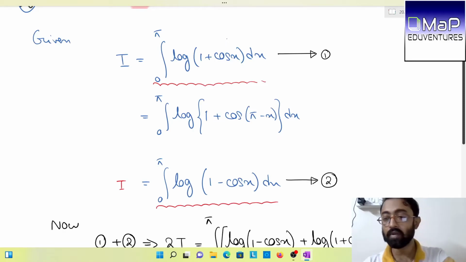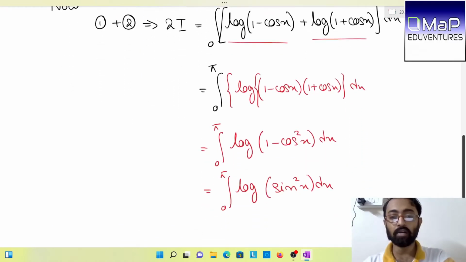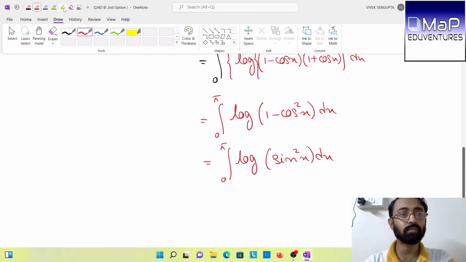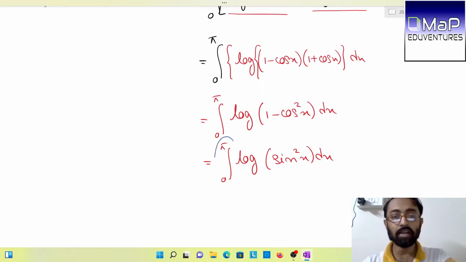Okay, so let me see here. If we observe, our integration so far matches the original form. The original form was 0 to pi, we still have 0 to pi. The original form had log, we still have log.